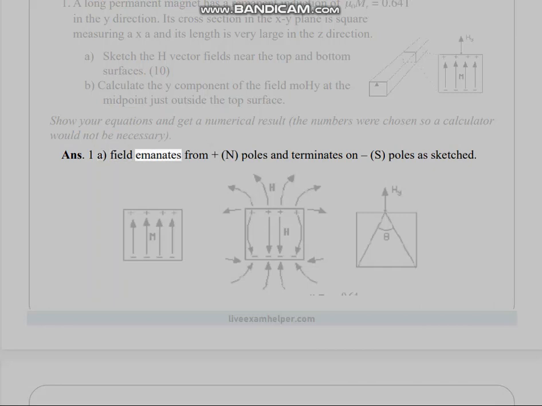Answer 1A. Field emanates from north poles and terminates on south poles as sketched.